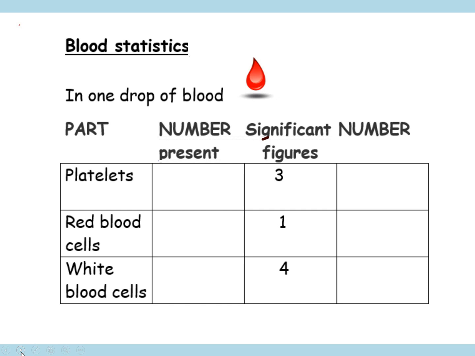So in one drop of blood, this is a really good example to use. There are obviously quite a number of different parts, different components. So the first thing I would like you to do is to draw out this table on your piece of paper. So put a heading, blood statistics, put in one drop of blood, and you can draw the little blood droplet if you want. Draw out the table with the headings for me, and I'm going to give you some information and ask you to see if you can figure out what the number is to 3 significant figures for platelets, 1 for red blood cells, and 4 for white blood cells. Pause the video to give you a chance to draw out the table.